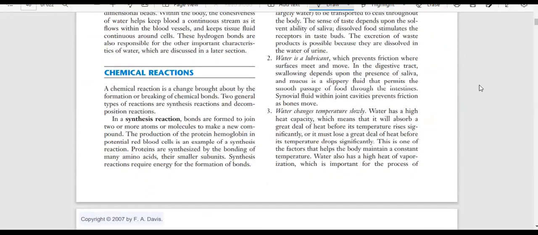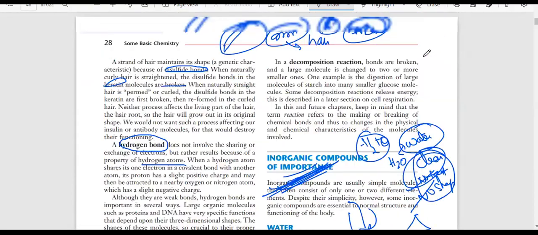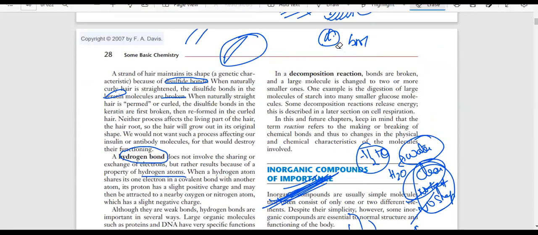Now we will talk about chemical reactions. What are chemical reactions?